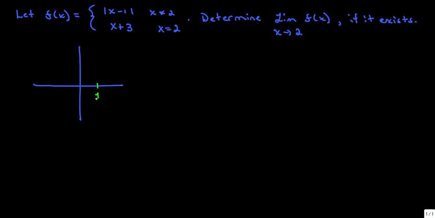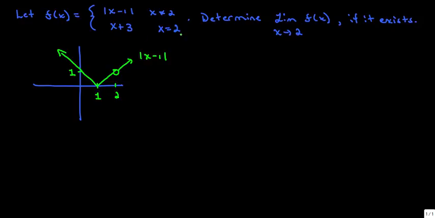So if this is 1, at a height of 1 as well. Here's 2, so on and so forth. This is going to look like this. So this green one right here is the absolute value of x minus 1. However, it's not defined at 2.